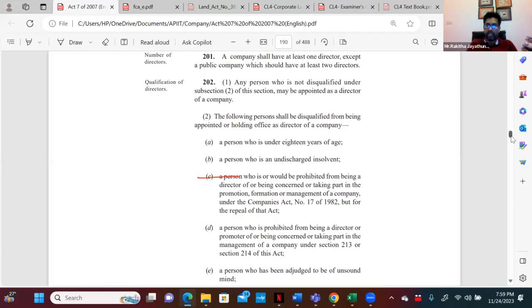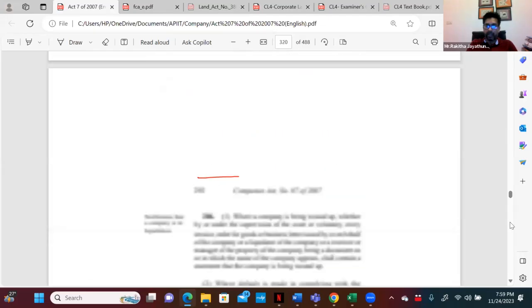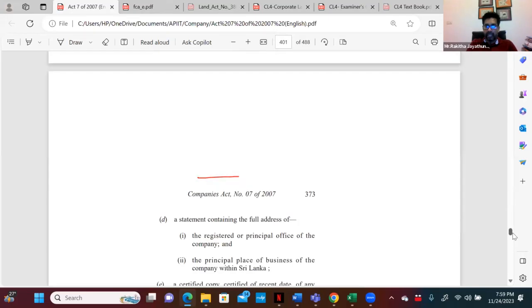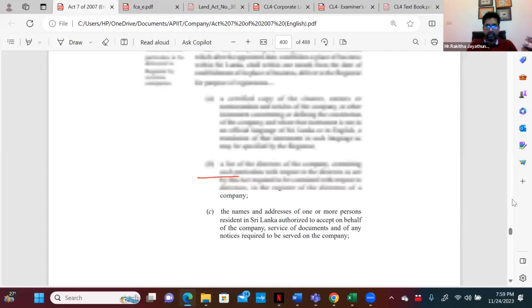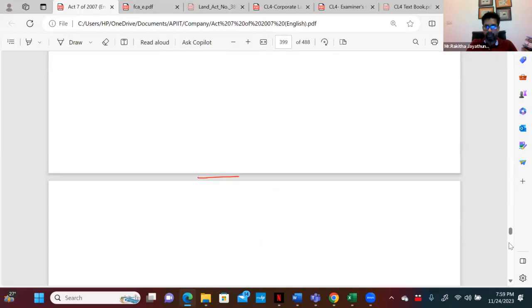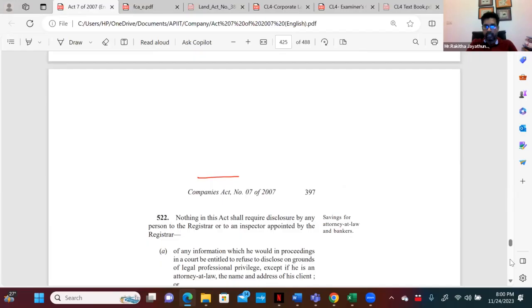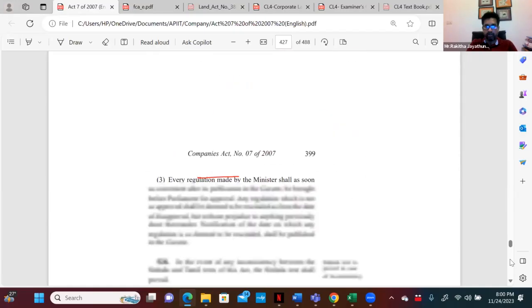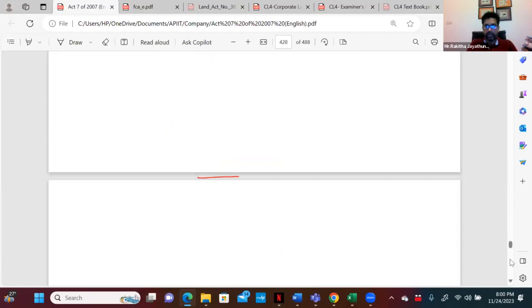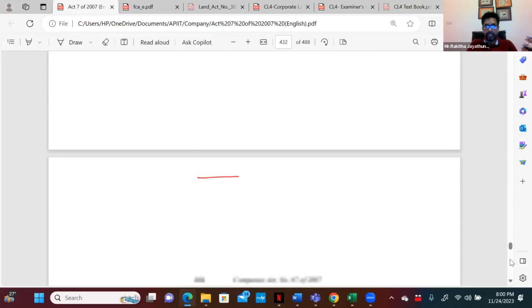You don't have to worry. It's given in the Companies Act. It's an annexure to the Companies Act. It's a schedule, the first schedule to the Companies Act. You know, there are 13 schedules to the Companies Act. The first schedule is the model articles.